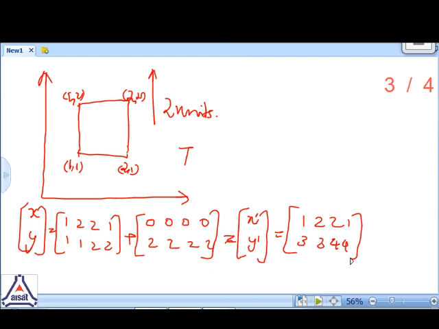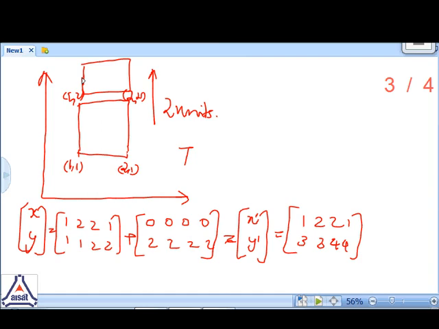That means what is the change in this? Only the y coordinates change. That means this diagram will go like this. They shifted only in the y direction. Similarly, we can translate this diagram both in x and y direction. Then what will happen? Nothing will change. There will be no zeros in the translation matrix.